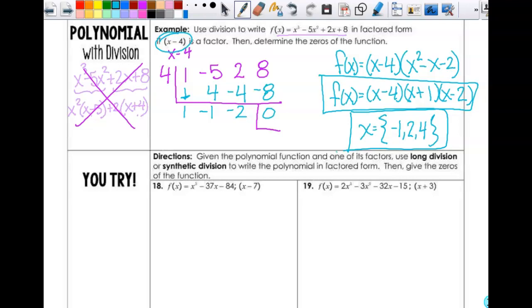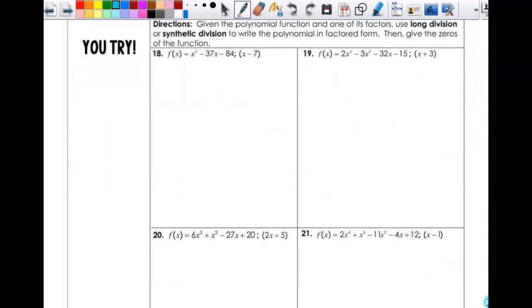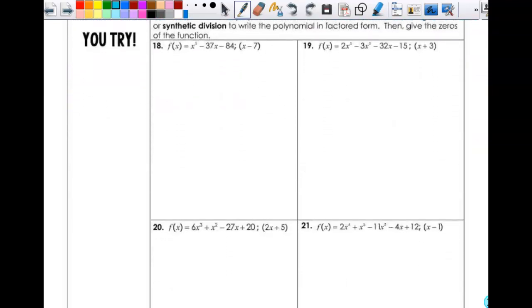So now, you're going to try one. It says, given the polynomial function and one of its factors, use long division or synthetic division to write the polynomial in factored form. Then give the zeros of the function. All right, so you have an option, but if you can use synthetic division, I want you to use synthetic division. If we start with number 19, can I use synthetic division on this one? Yes, so that's what I want you to do.